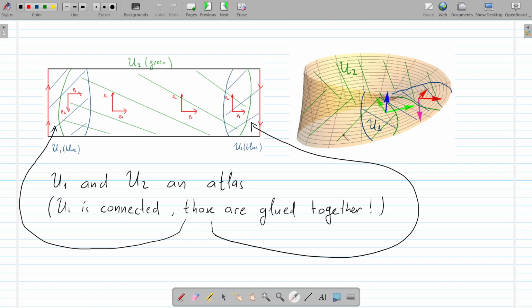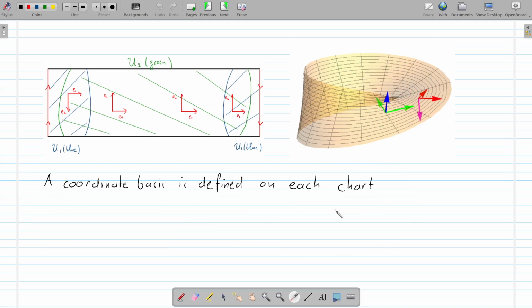So if you look at it in the Möbius strip in R3, then the set U2 starts here. There is an overlap of the two sets. We go around, there is an overlap there, and then it ends here. So that consists of a chart on the Möbius strip. So a coordinate basis can be defined on its chart. Here we have chosen coordinates that are Cartesian-like.